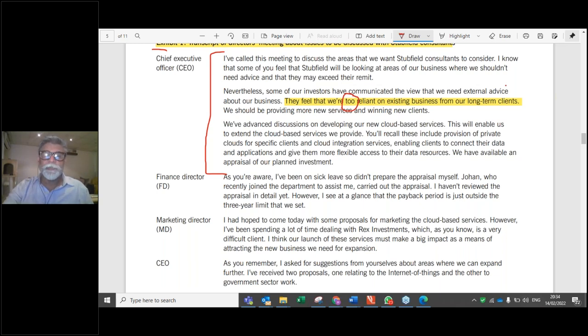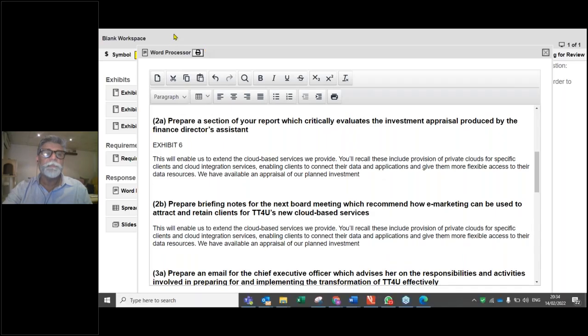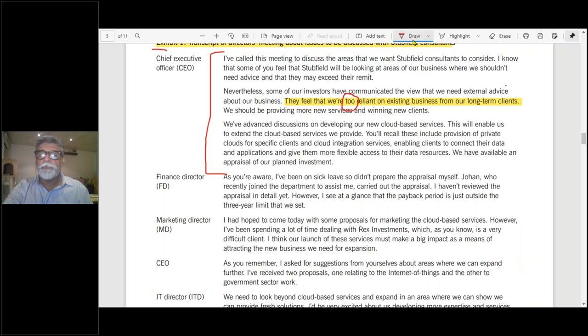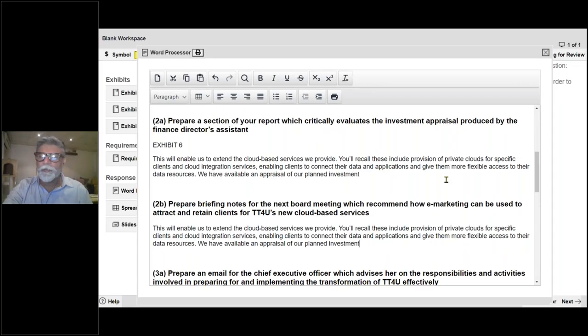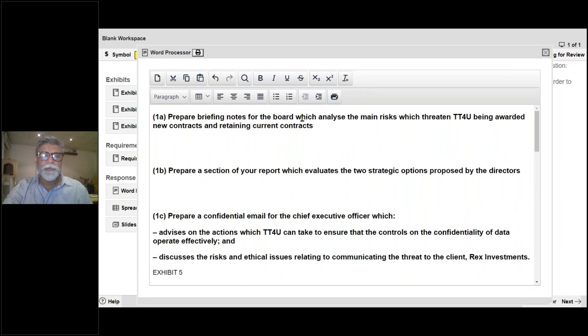Can we just copy paste? Just copy that we are too reliant. Let's copy this whole thing, Control C. Was there a question on risk somewhere? Something which may cause damage? Yeah, question number one, analyze the main risks. I'll paste it here.